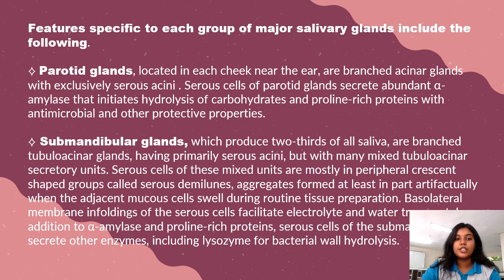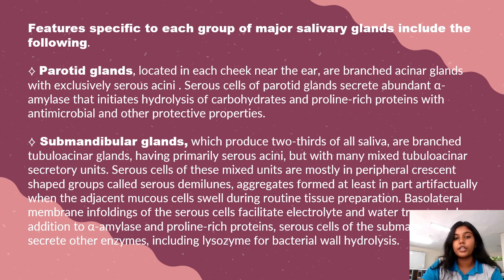The parotid glands, located in each cheek near the ear, are branched acinar glands with exclusively serous acini. Serous cells of the parotid glands secrete abundant alpha amylase that initiates hydrolysis of carbohydrates, and proline-rich proteins with antimicrobial and other protective properties.